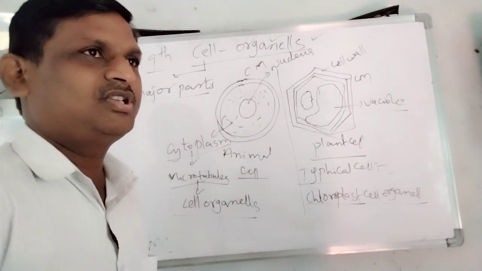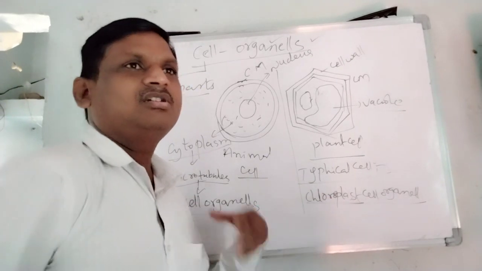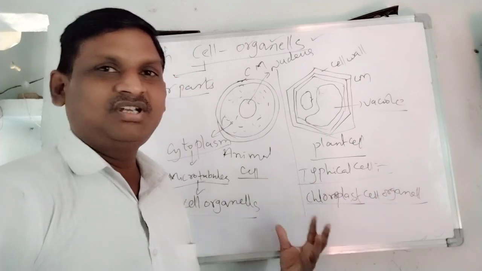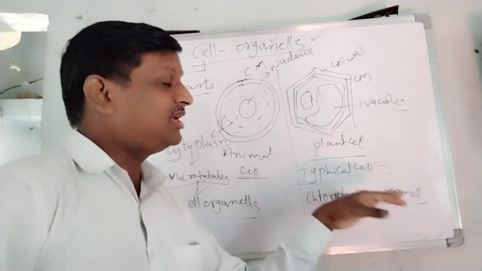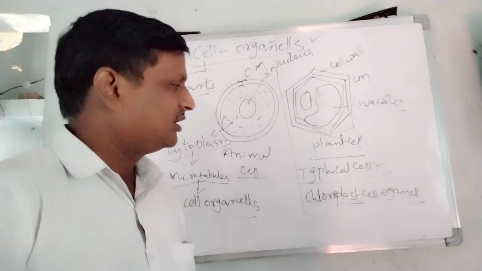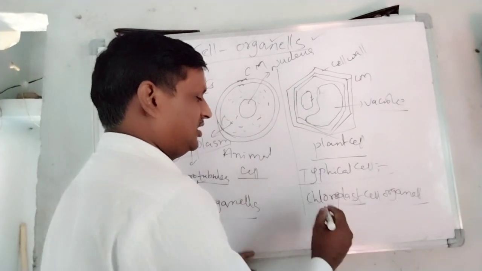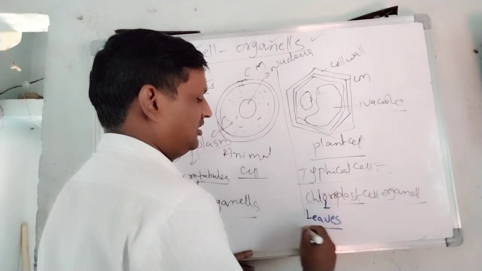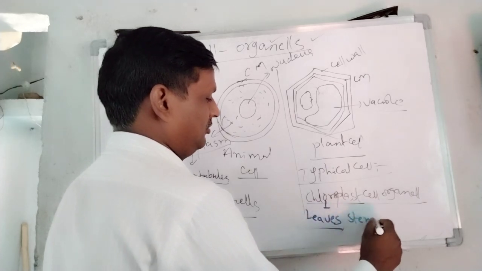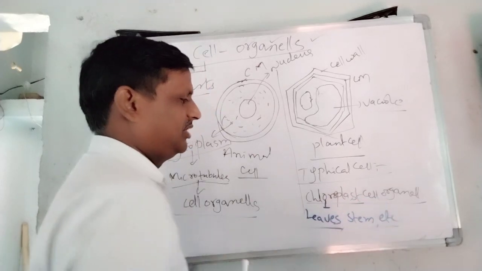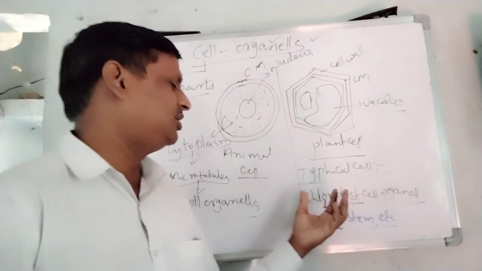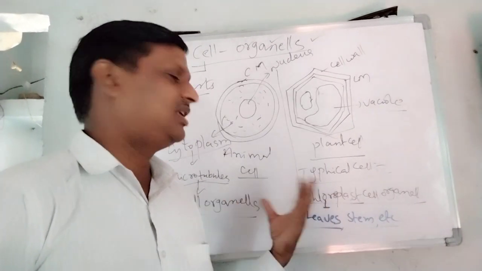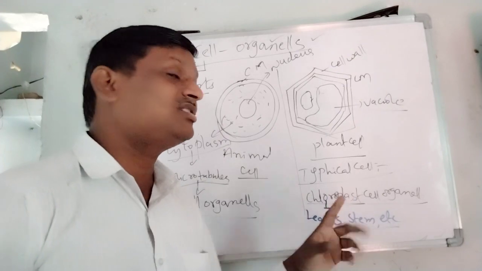This chloroplast is present in almost all the plant cells. Chloroplast is one of the cell organelles present in the plant cell, but every plant cell may not consist of chloroplast. For example, chloroplast is present in the leaves or stem, in different parts of the plants. So in a plant cell, chloroplast is one of the cell organelles which can be present, but in every plant cell, chloroplast cannot be observed.